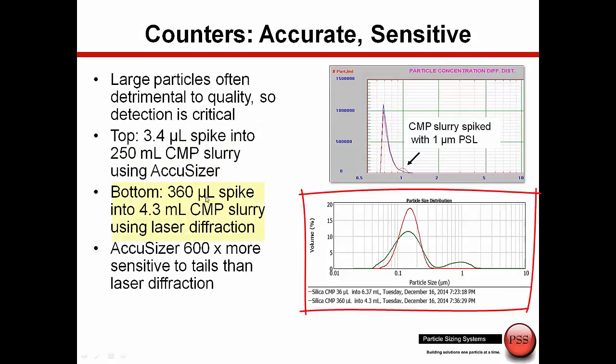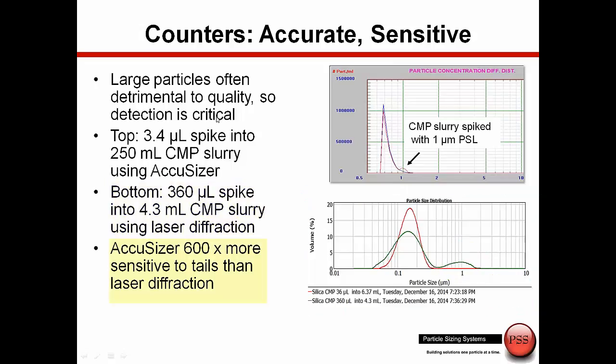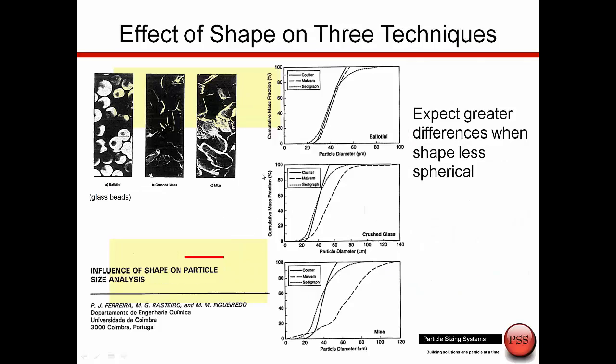I then took the same sample to a laser diffraction analyzer, and before I ever found the second spike, I had to add 360 microliters into only 4.3 mLs of the CMP slurry. So in this particular experiment, which is very tightly controlled, we proved the Accusizer was 600 times more sensitive to catch these tails than light scattering. And this gets back to my original point of light scattering, great general tool, but it's a low resolution technique, and you really need to look at counters to have this high accuracy and sensitivity to the presence of a few large particles, which are often detrimental to the quality of a product.